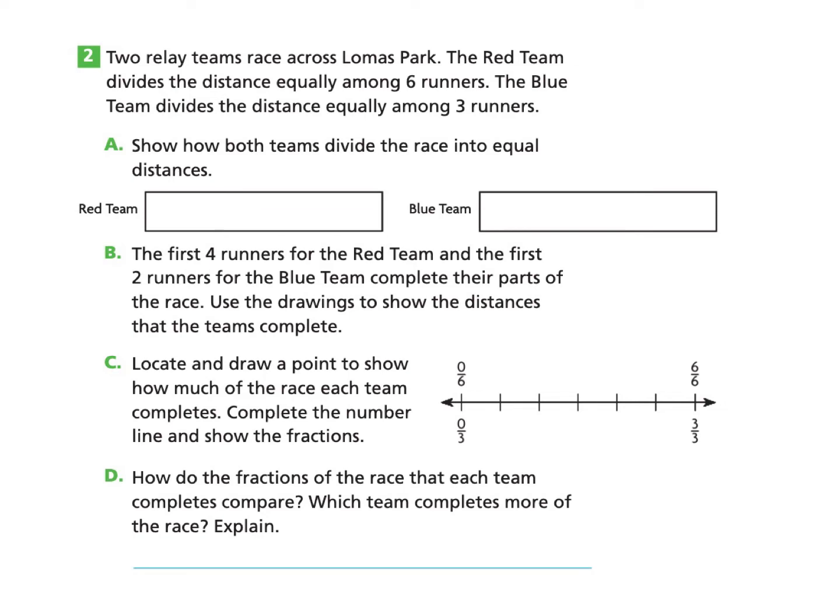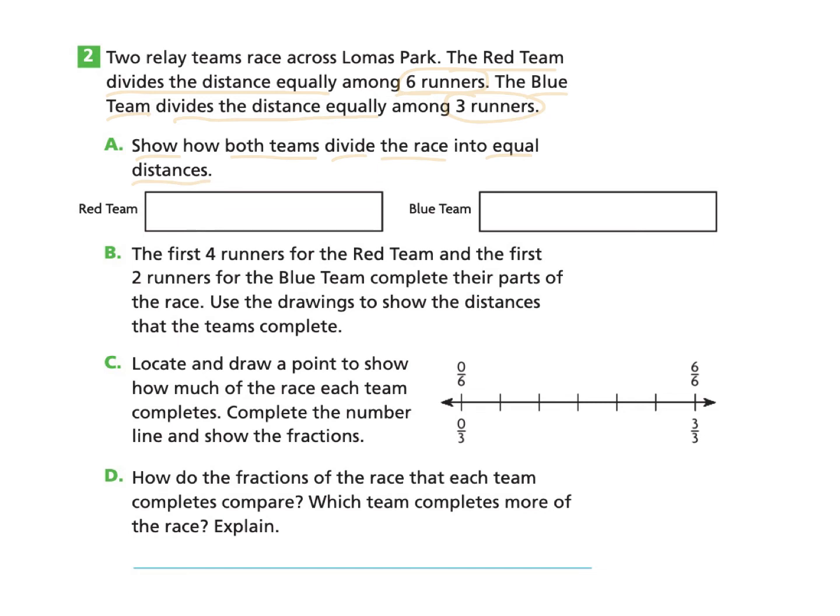Two relay teams race across Lomas Park. The red team divides the distance equally among 6 runners. The blue team divides the distance equally among 3 runners. Part A, show how both teams divide the race into equal distances. You are welcome to pause the video and try this on your own and come back, or just follow along with me.